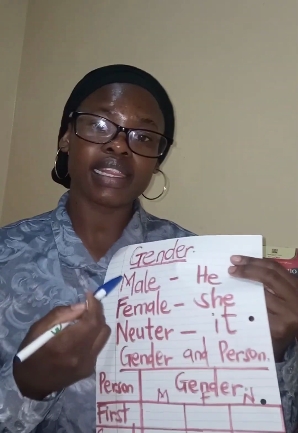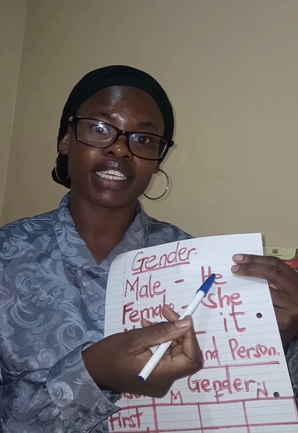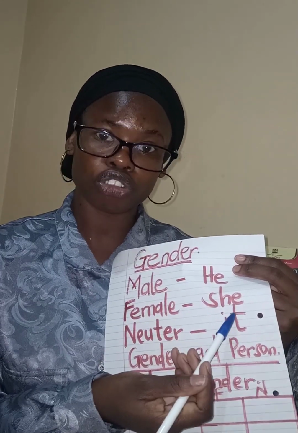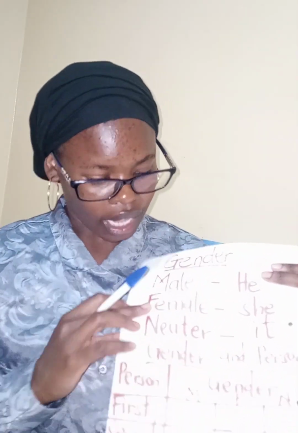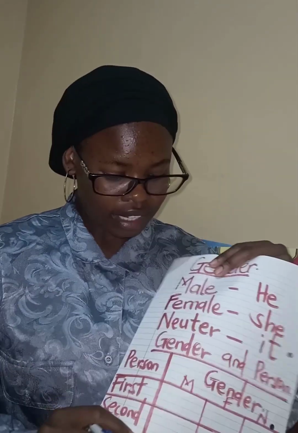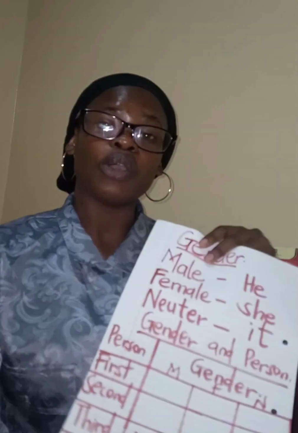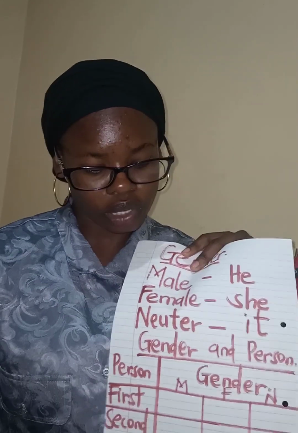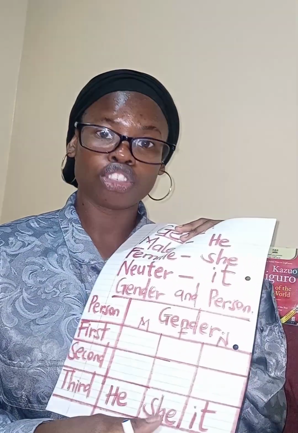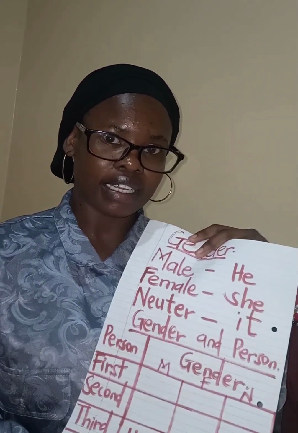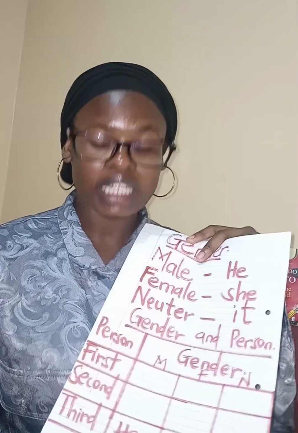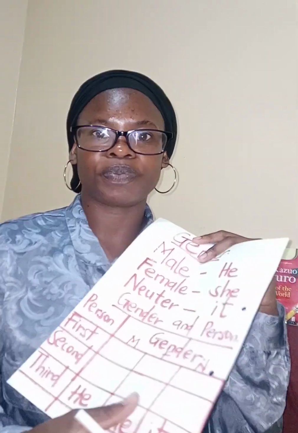This is a box on gender. We have male, which uses the pronoun he, female, which uses the pronoun she, and neuter, which uses the pronoun it. We have a box on gender and person, and in this case gender only occurs in third person: he, she, and it, the person being talked about.